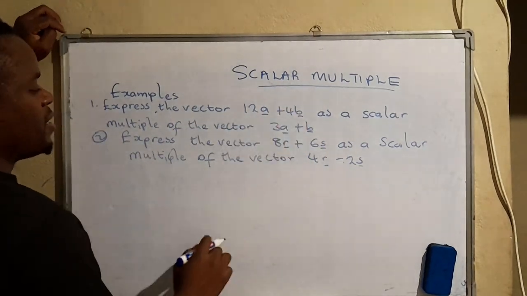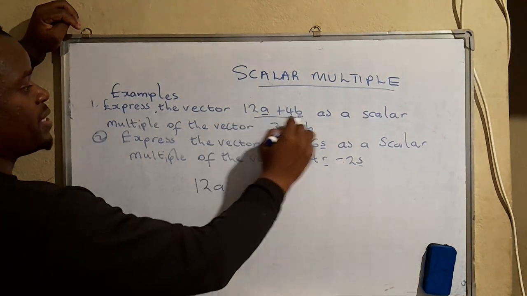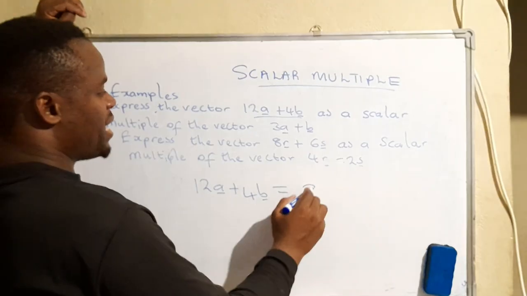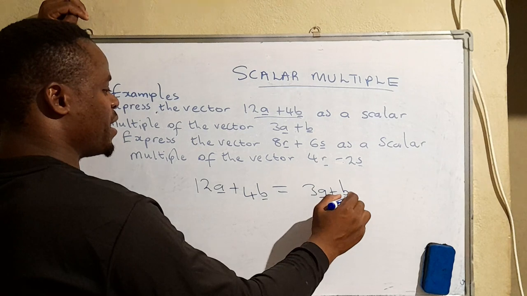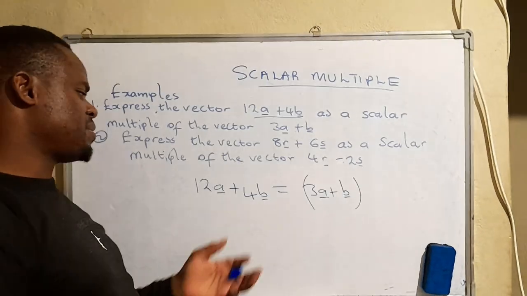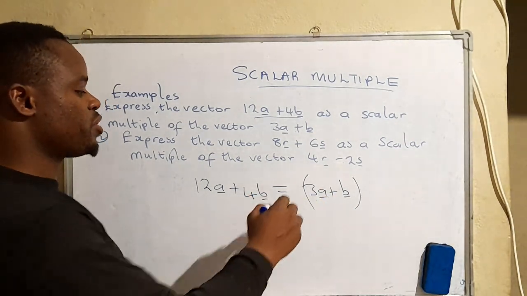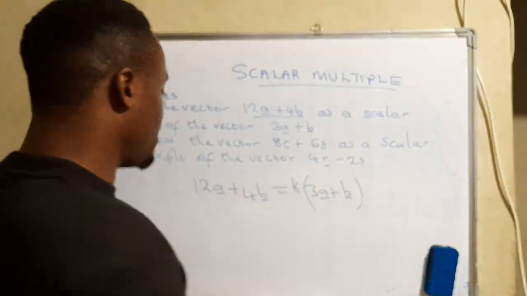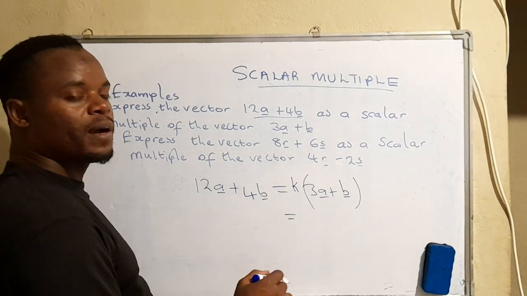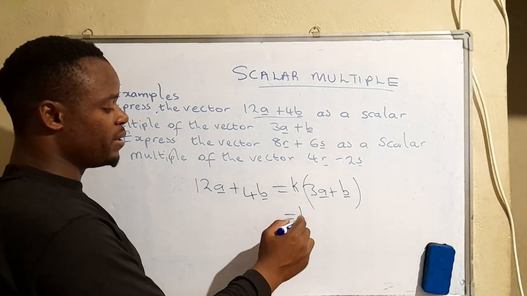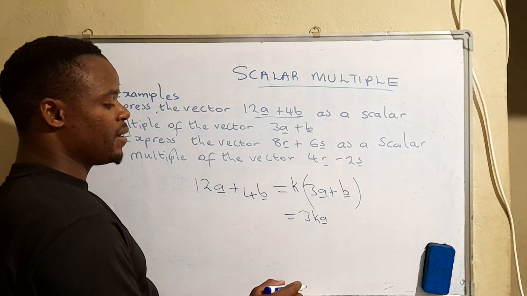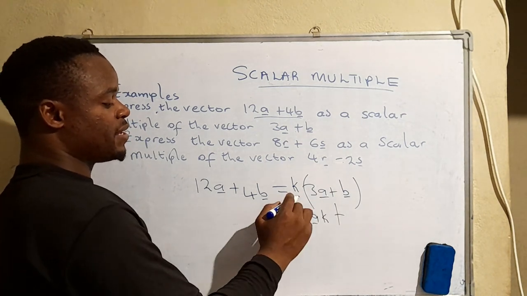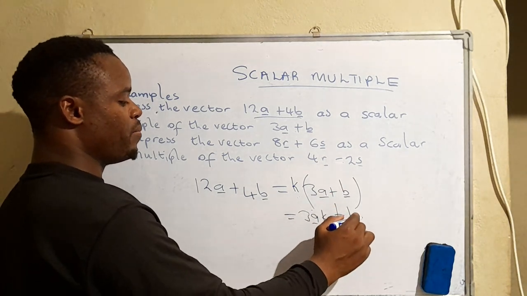Let's say we have this one here. We write it as 12a plus 4b, that is 12 vector A plus 4 vector B, is equal to, and then we write the other vector. We need to express this one as a scalar multiple of this one, so we multiply this vector by the scalar k. It's similar to what I've shown you. We expand the brackets by multiplying the scalar by all the elements here. So that will be 3ka, plus the scalar k multiplied by b, that would be bk.